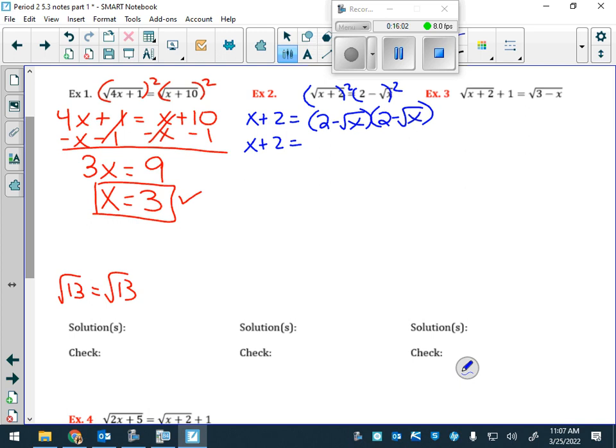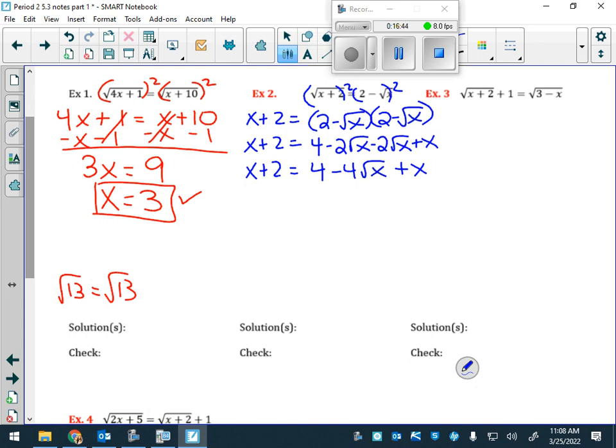All right? So first, 2 times 2, 4. Then 2 times negative root x. Okay? Then negative root x times 2. And negative root x times negative root x. Just x. Okay. Now, a lot of you guys will skip some of these parts, but I just expanded out for now. So we have x plus 2 equals, I'm going to combine like terms, 4 minus 4 root x plus x.